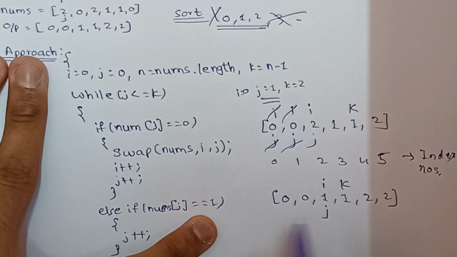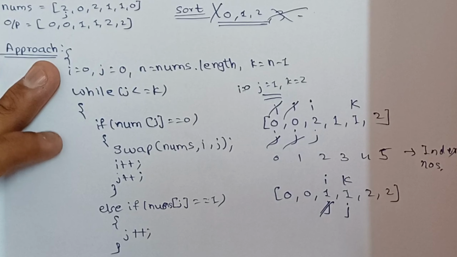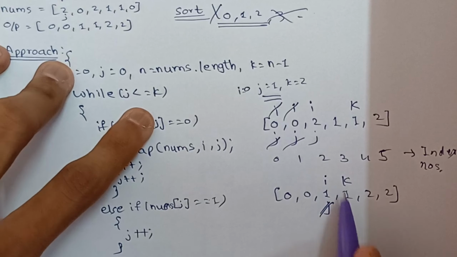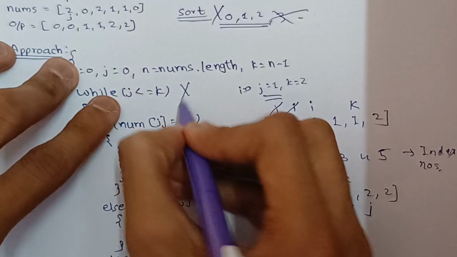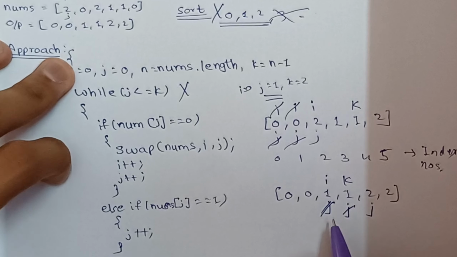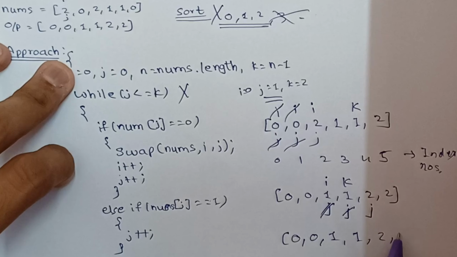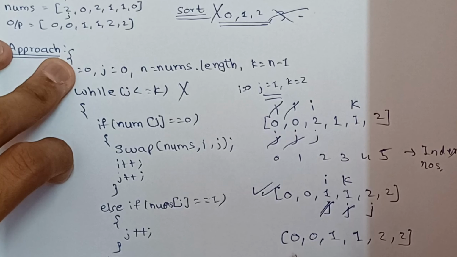J pointer will come here. Now once again the loop will check j equal to k. Yes, equal to k, and this part is not executed. Nums of j is equal to 1? Yes, equal to 1. Simply we will increment j again to here. Now the while loop will not run. We will come out of the while loop because j is greater than k and this condition is not satisfied, so it comes out, and the final array it will give us is this. This is our final array output.